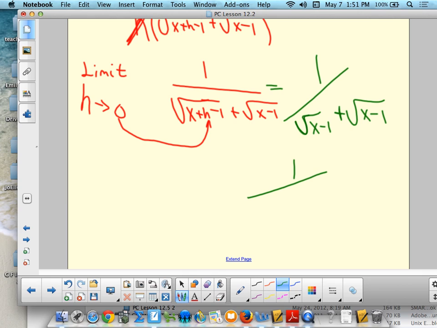But there is one thing you could do. This is the square root of a number plus the square root of the same number. What can we do to this? 2 square root of x minus 1. You could take the coefficient 1 plus 1 and just add them together because it's the same square root. All right, this is the limit.